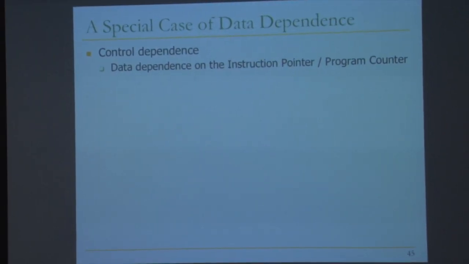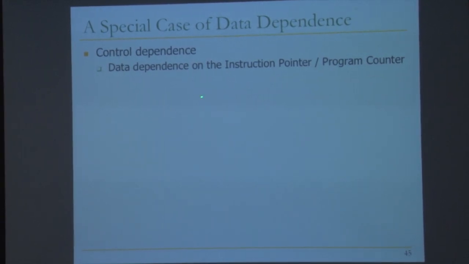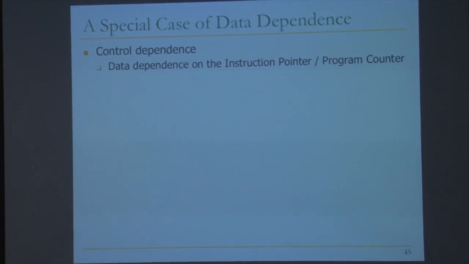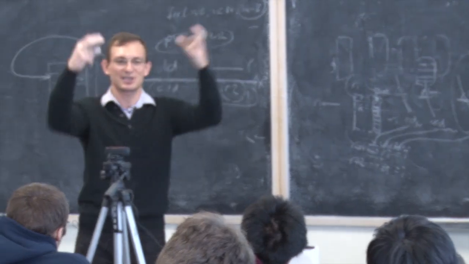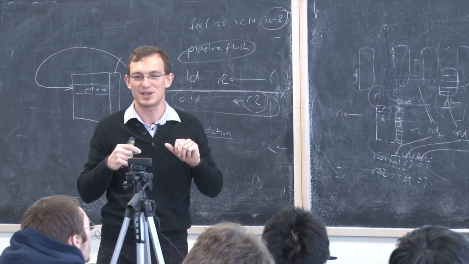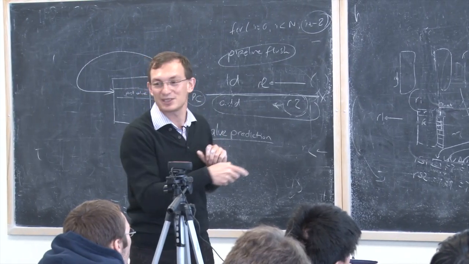I guess before we go into some of them, there's a special case of data dependence. Actually, control dependence is a special case of data dependence, right? It's really a dependence on the instruction pointer or program counter. Program counter is a register. And every instruction is dependent on the previous instruction based on this, right? In a sequential von Neumann machine. So you can think of control dependence as a special case of data dependence.